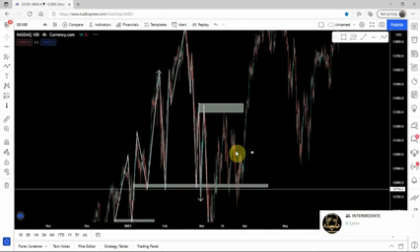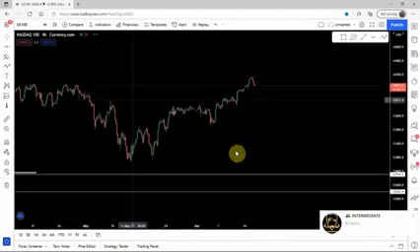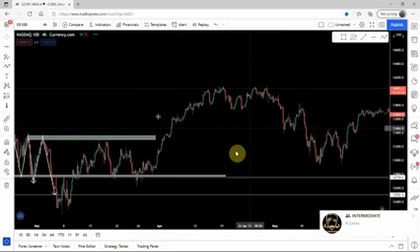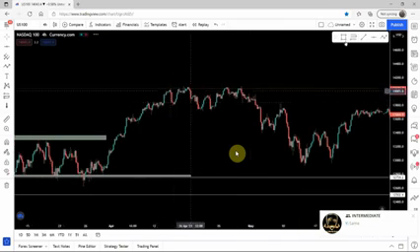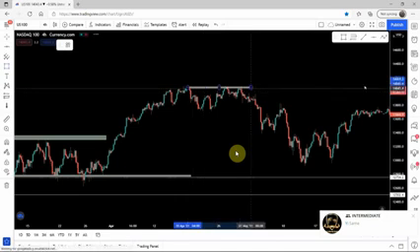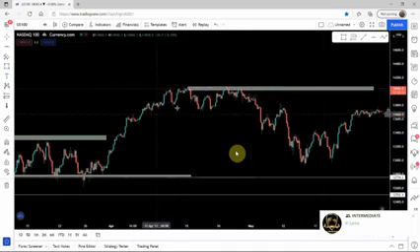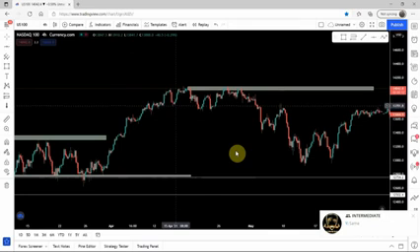It's the same as over here. If we looked over here, it was this order block over here that broke this low.